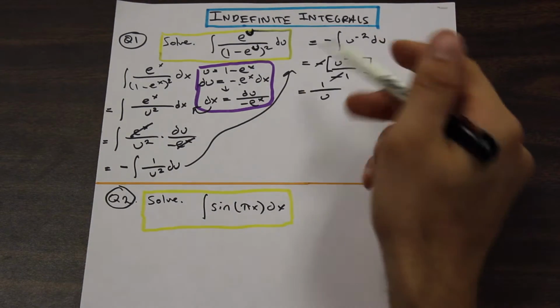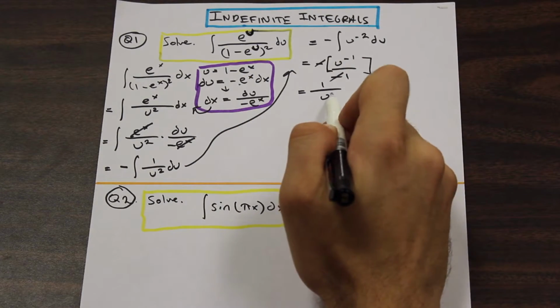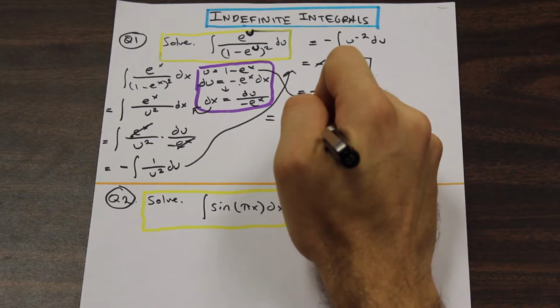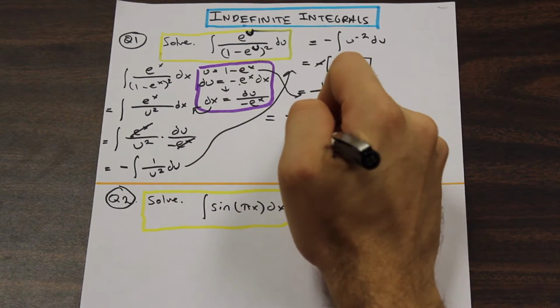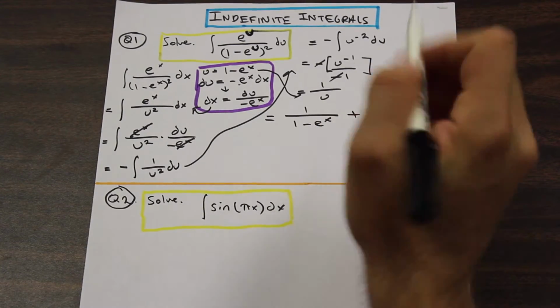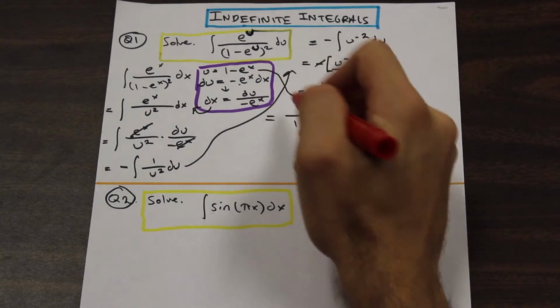For now, all you need to do at this point is put u back into the equation. So we're going to take this and go back into the equation, and we have 1 over 1 minus e to the x. And we're now going to add our plus c there, and that is it.